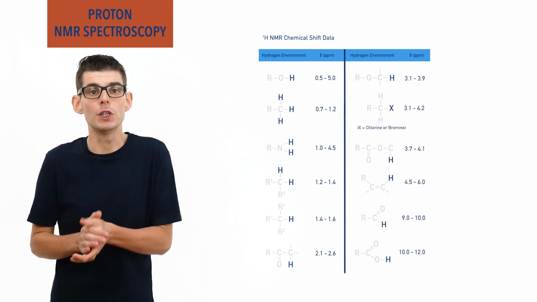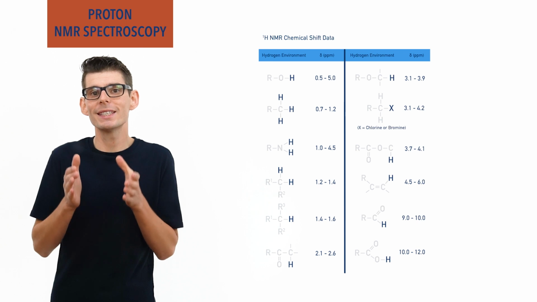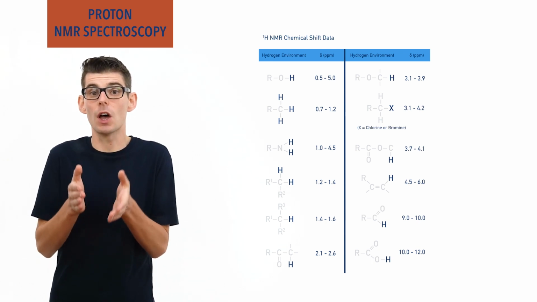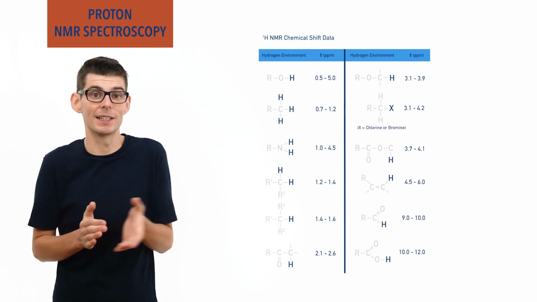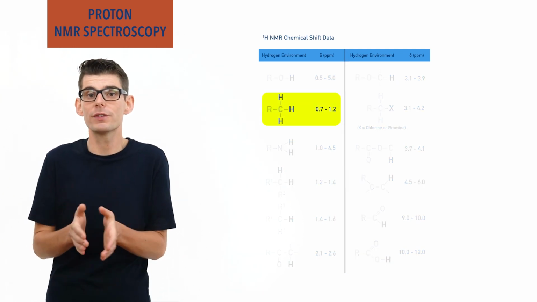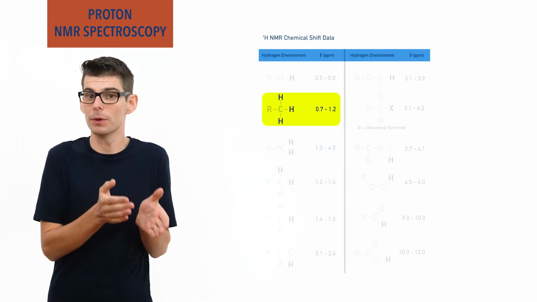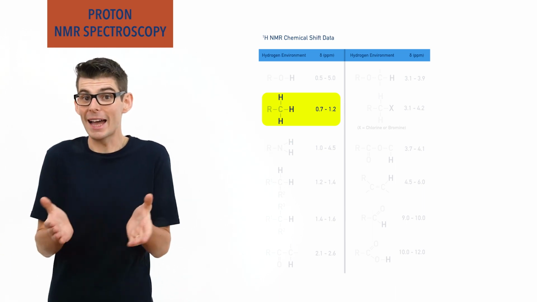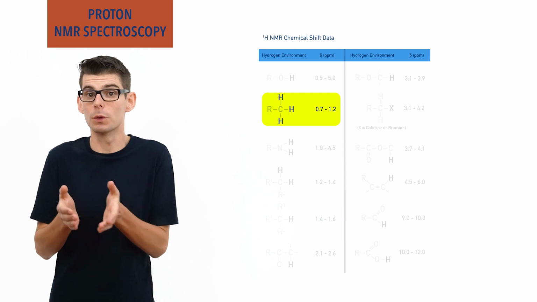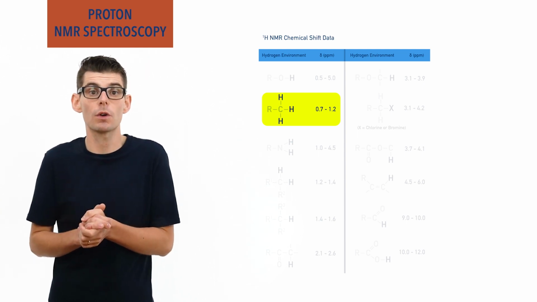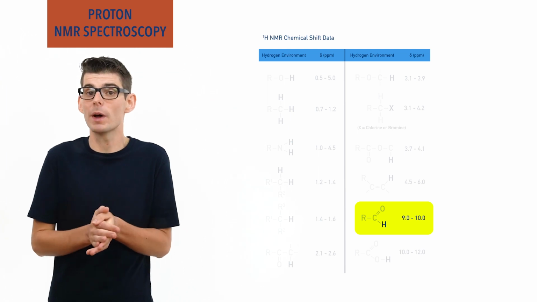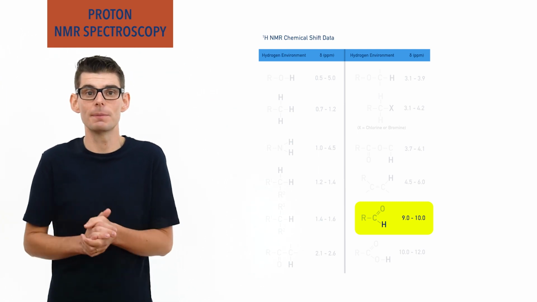For example, using the one shown, we can see hydrogen atoms single bonded to a carbon atom that is only bonded to other carbon atoms and alkyl groups will have shifts somewhere in the range of 0.7 to 1.2 ppm. And hydrogen atoms bonded to a carbon that is double bonded to an oxygen atom in an aldehyde, for example, will have shifts somewhere around 9 to 10 ppm.